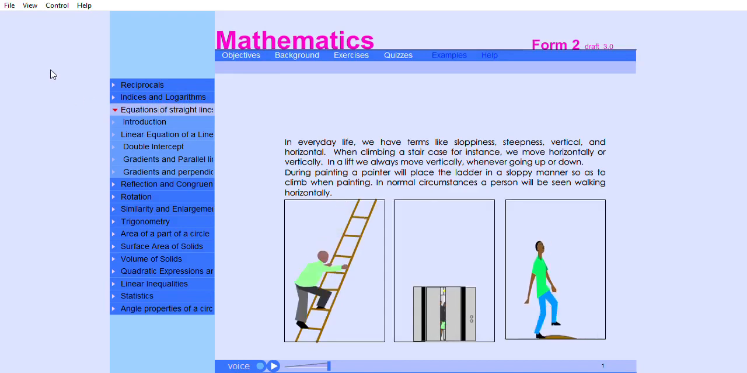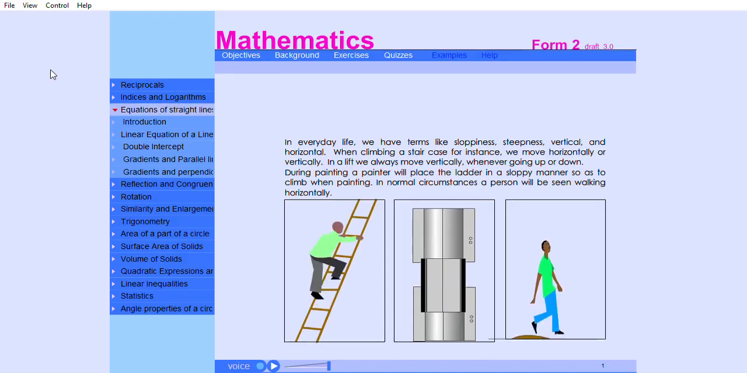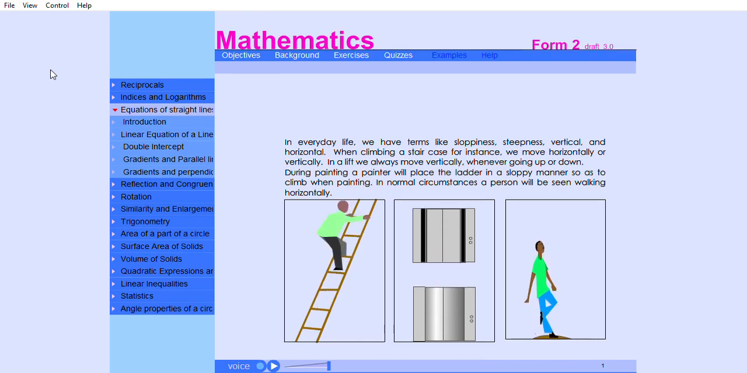Equations of a straight line. Introduction. In life, we have terms like slopiness, steepness, vertical, and horizontal.